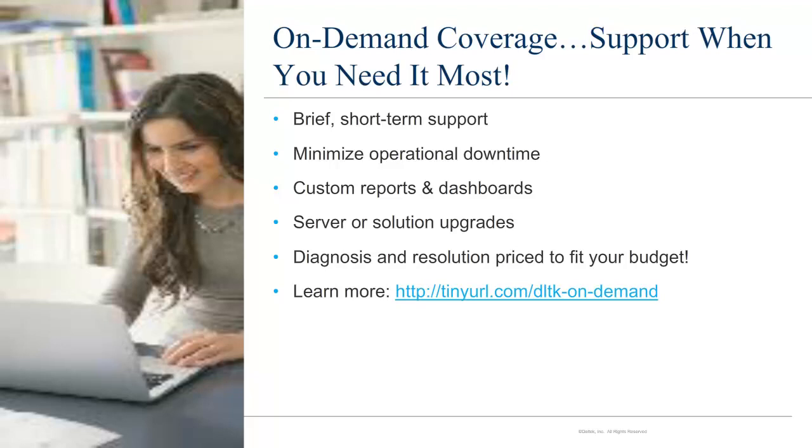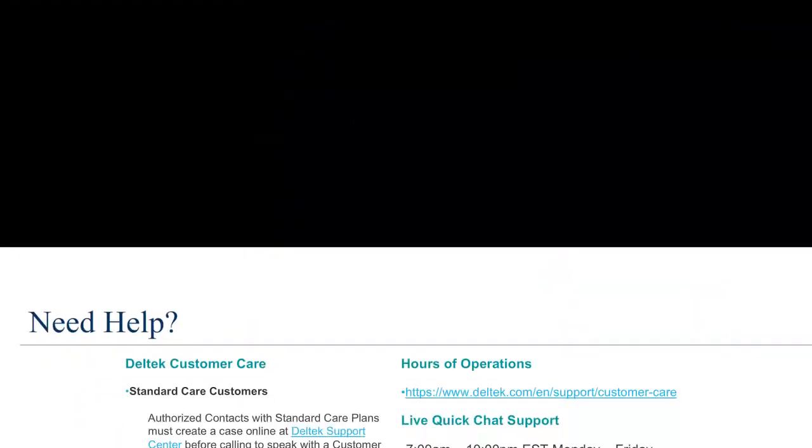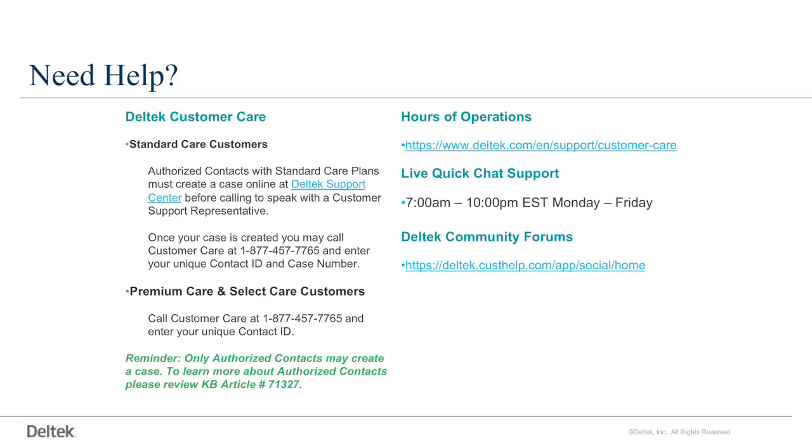During year-end, call volume tends to spike. Avoid the rush and do as much preparation as possible now. If you are an authorized contact and have any questions, especially complex ones, call customer care at 877-457-7765. Please have your unique contact ID handy.